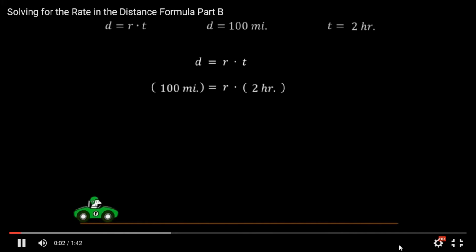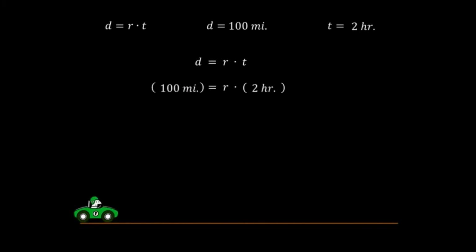Now we have an equation with one variable, and we can solve that equation. Before we do, since we have units in our equation, it's often helpful to rewrite the equation with the units in factor form using parentheses. This helps keep your calculation clear on your units. So we're going to rewrite this equation as 100 times the mile unit equals the rate times 2 times the hour unit.